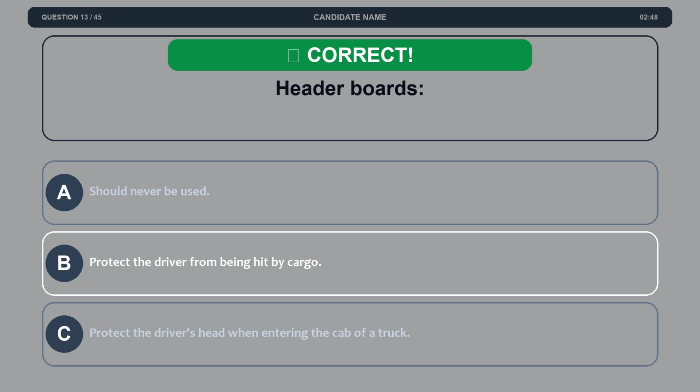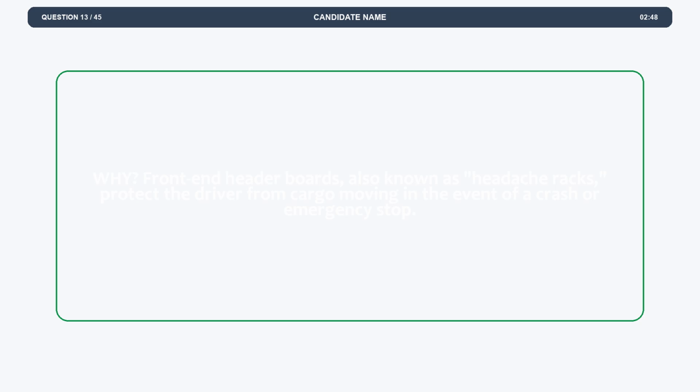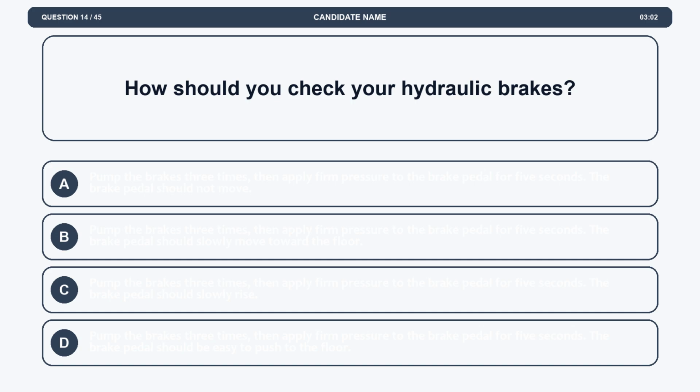The correct answer is option B. Protect the driver from being hit by cargo. Explanation. Front-end header boards, also known as headache racks, protect the driver from cargo moving in the event of a crash or emergency stop.